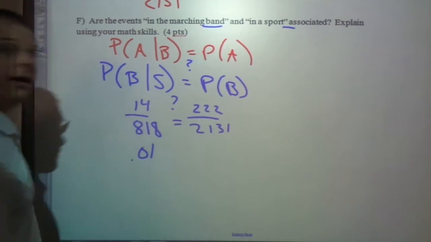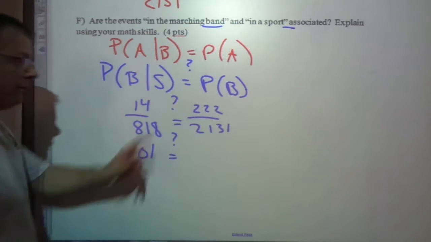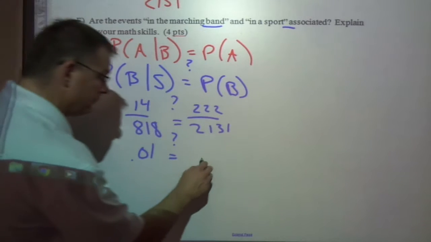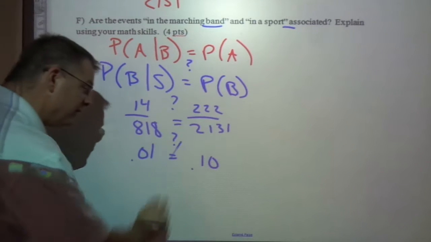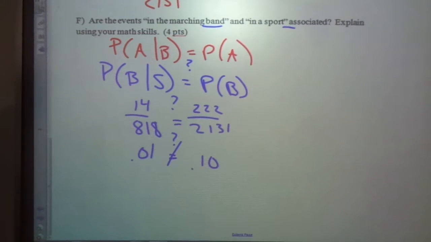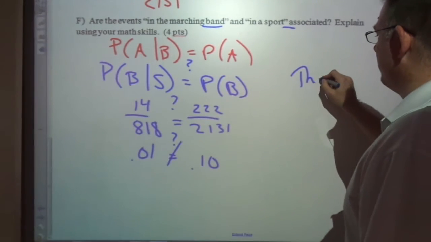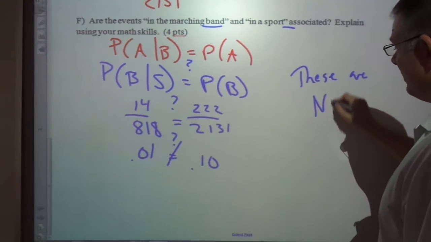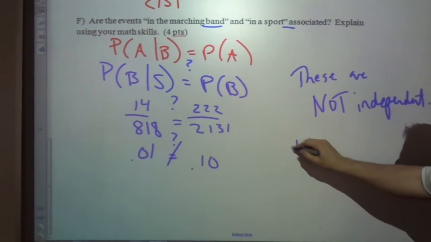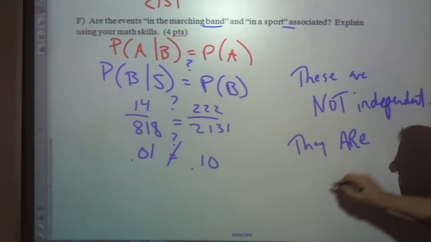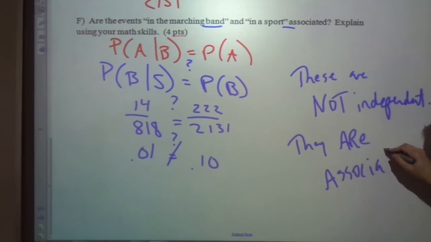0.01. Okay, let's call that, right? Does that equal 0.10? Okay, does 1% equal 10%? No. So apparently only 1% of the people that are in a sport are in band, but 10% of the overall people are in band. So I guess you're less likely to be in band if you play a sport. So we would answer, these are not independent, which means they are associated. One affects the other.